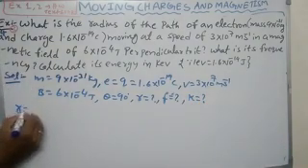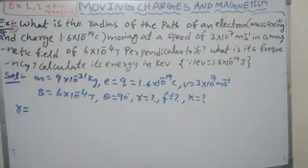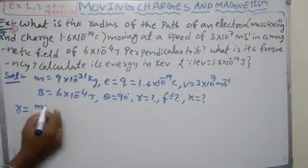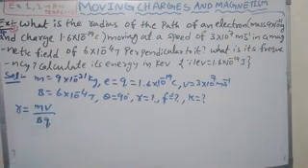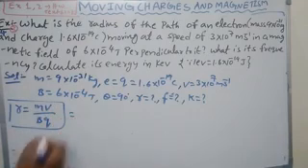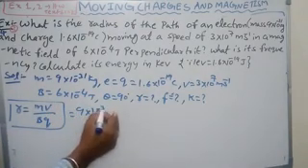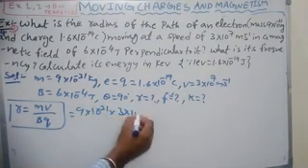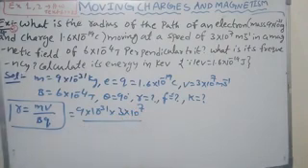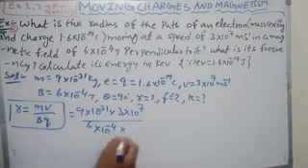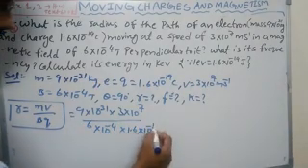What is the formula for the radius of the charged particle in a uniform magnetic field, when the charged particle is moving perpendicular to the magnetic field? R is equal to mv by Bq. We know this formula, correct na? So very important: R is equal to mv by Bq. Just substitute the values here. Mass of the particle: 9 into 10 power minus 31. Speed: 3 into 10 power 7. And by Bq. Magnetic field: 6 into 10 power minus 4. Charge: 1.6 into 10 power minus 19.